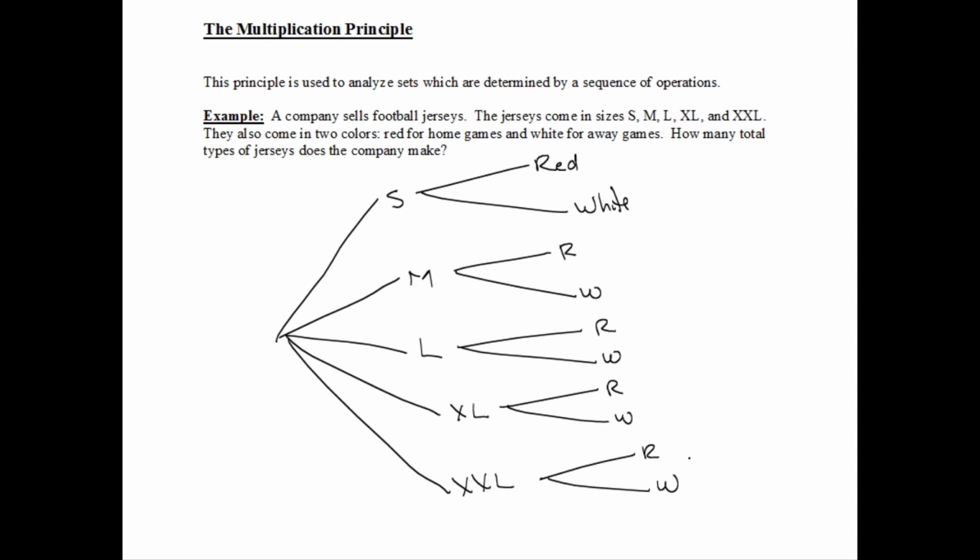So how many possibilities are there? We could have small red, small white, medium red, medium white. So 1, 2, 3, 4, 5, 6, 7, 8, 9, 10. There are 10 possibilities.